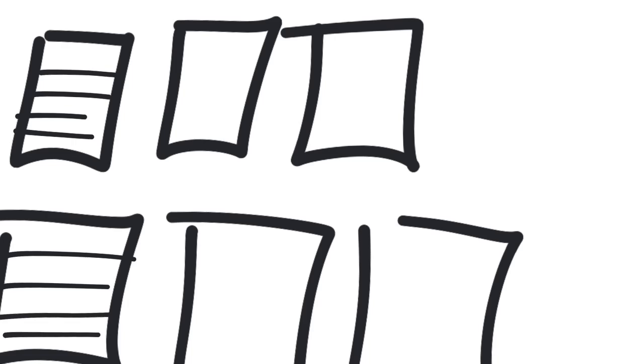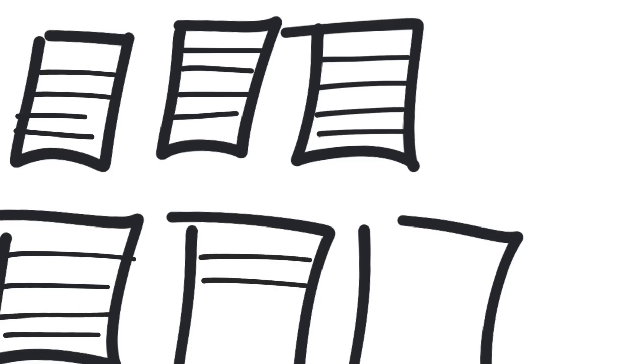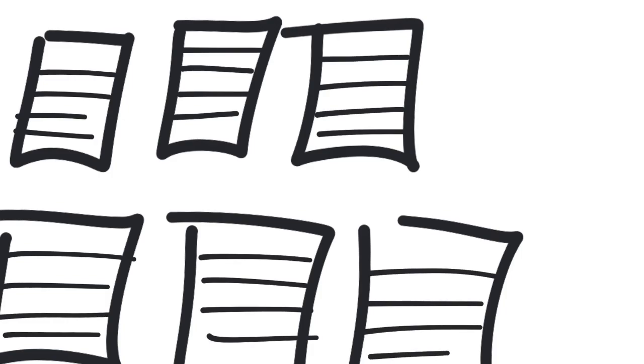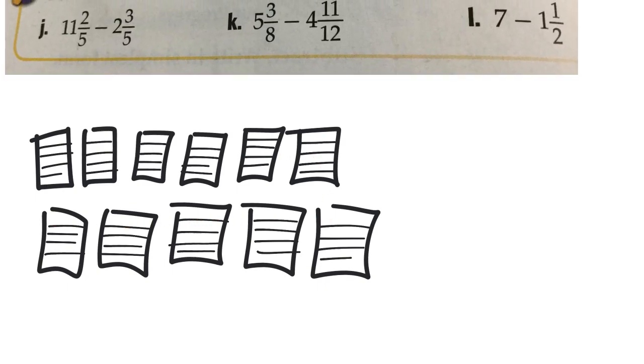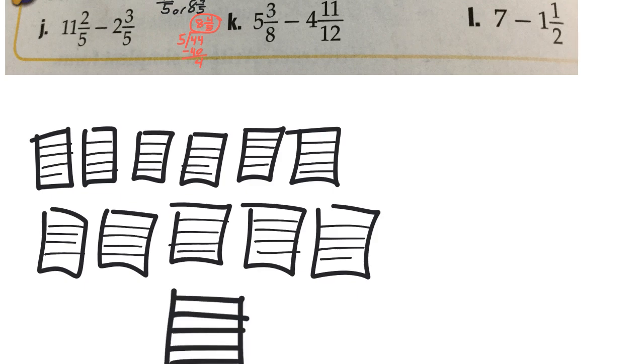Boy, I didn't draw the same number, did I? Nope. 1, 2, 3, 4. Okay, so how many does this give me? That's 11. 1, 2, 3, 4, 5, 6, 7, 8, 9, 10, 11. And then I need 2/5, so I need another one, and it's going to be divided into 5. Then I'm only shading 2 of them.